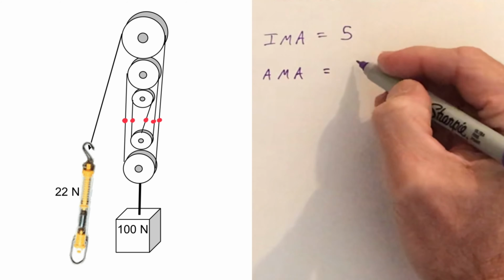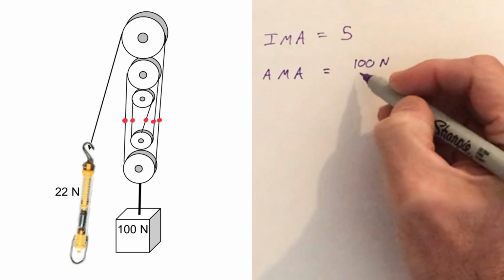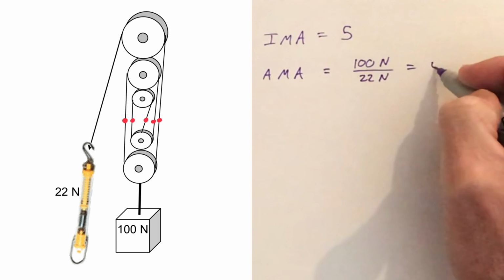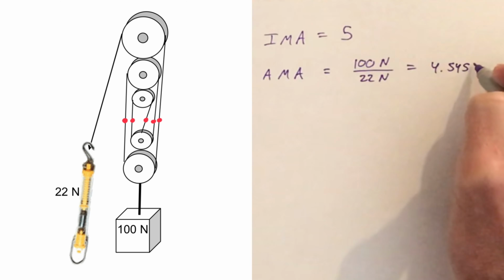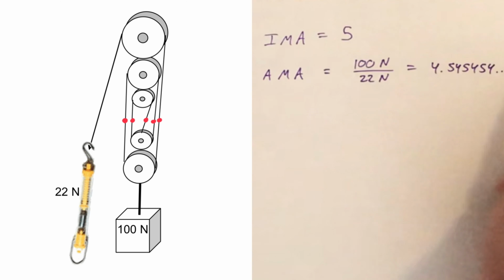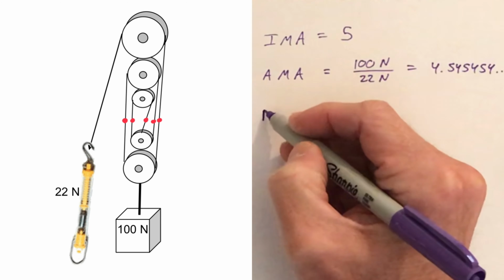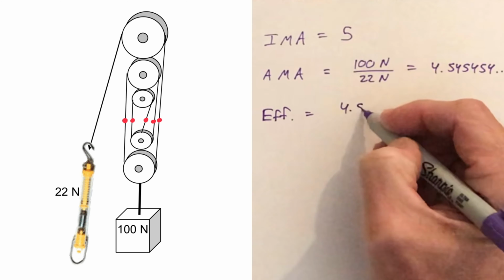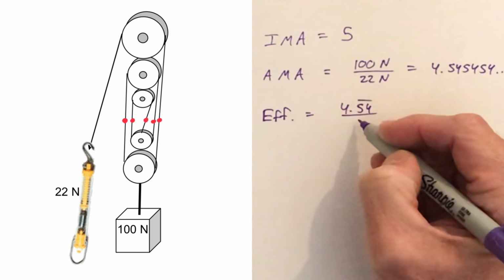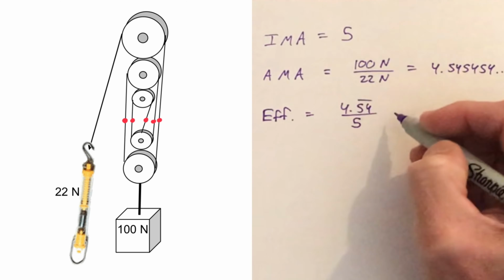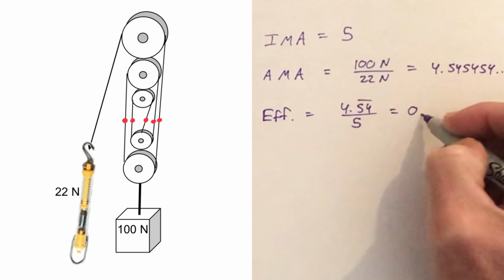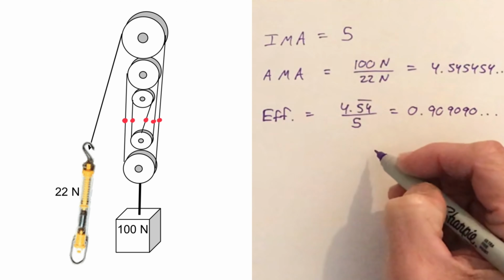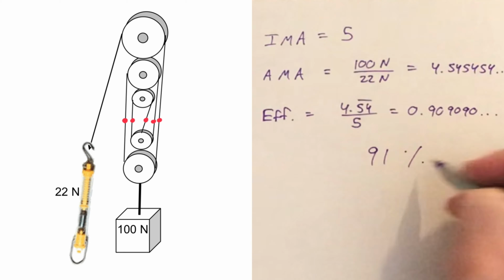The actual mechanical advantage: we have 100 newtons being lifted with a force of 22 newtons, which is 4.545454 repeating. So our efficiency is that 4.54 repeating divided by the best possible, which is 5, which comes out to be 0.909090 repeating, for an efficiency of approximately 91%.